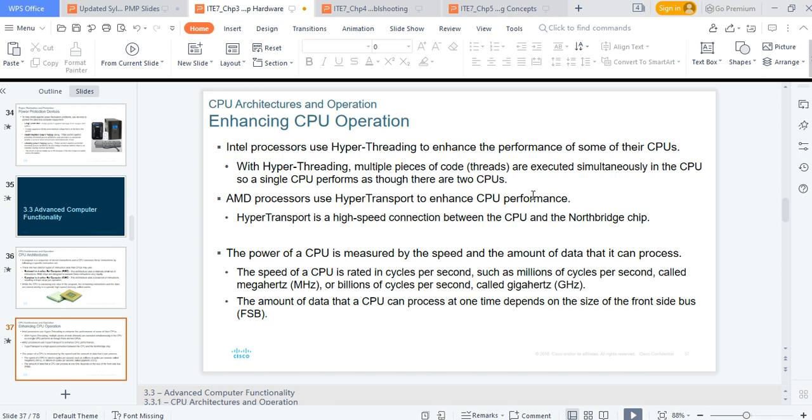Back then, computers used to have less than a gigahertz. I could still remember the Pentium 1 systems, they had less than one gigahertz. So they're in megahertz, right? Their speed is in megahertz. So the speed of a CPU is rated in cycles per second. How fast can it go? How fast can it process? Right? So megahertz. So once it gets to a billion, it becomes gigahertz. So most computers these days are in gigahertz, right?